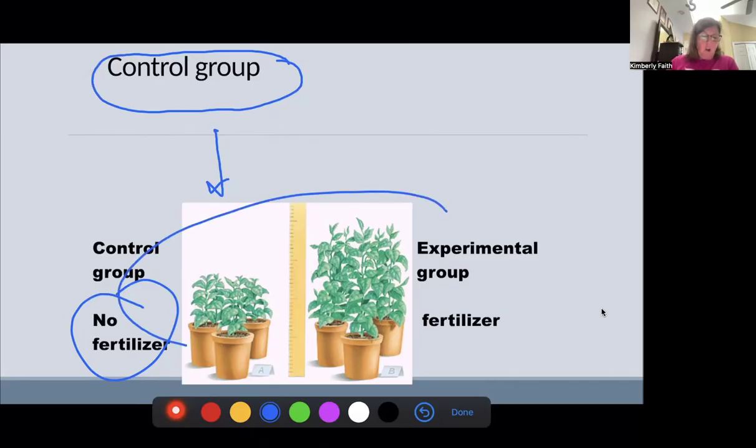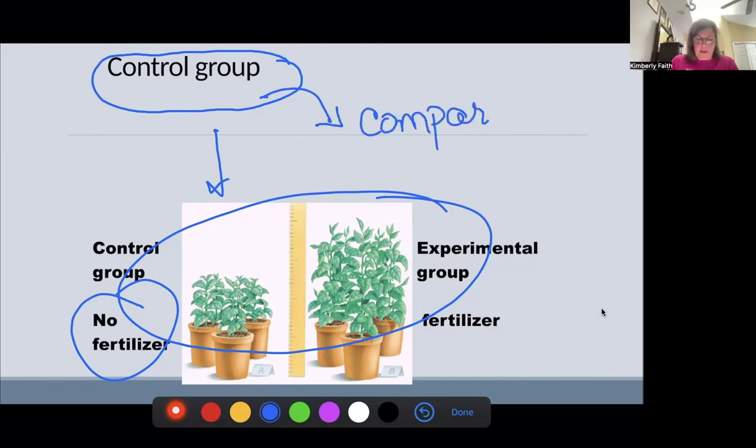If I was to give all the plants the Miracle-Gro, I wouldn't know if it worked or not. I have no comparison group. So your control is really your comparison group. It's what you're comparing to say yes, it worked or no, it didn't. Look, group A did not grow as much as group B. Maybe, if all of them grew the same height, you wouldn't know.